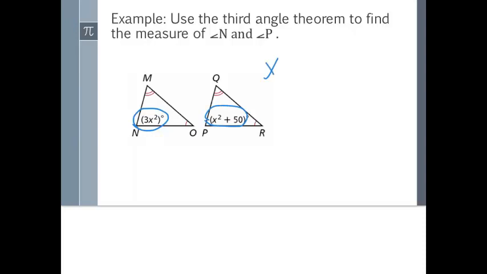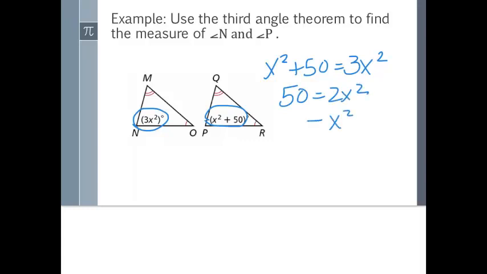So we could set them equal to each other: x squared plus 50 equals 3x squared. And then we could solve. 50 equals 2x squared, which means x squared is 25. So x is either plus or minus 5. In this case, it doesn't make a difference whether it's plus or minus 5 because we're going to be squaring it in both situations, which will negate that negative sign.